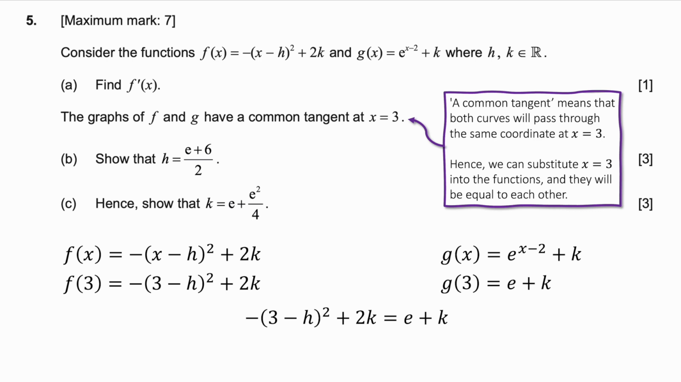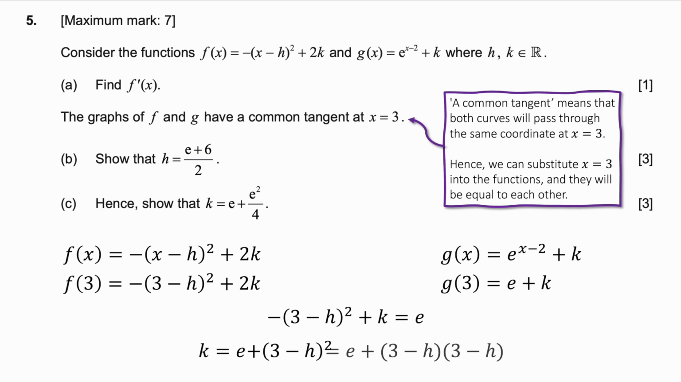And we're going to take k off both sides, like this. And we're going to try and simplify and rearrange that equation, hopefully to get k equals e plus e squared over 4. Now we rearrange slightly, we get this, just moving the minus 3 minus h squared to the other side. And we're going to expand that double bracket, 3 minus h times 3 minus h, and we get this. Now the h's can be replaced by (e plus 6) over 2, because we know that h is (e plus 6) over 2.